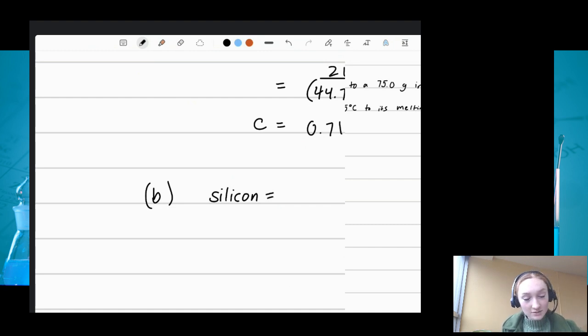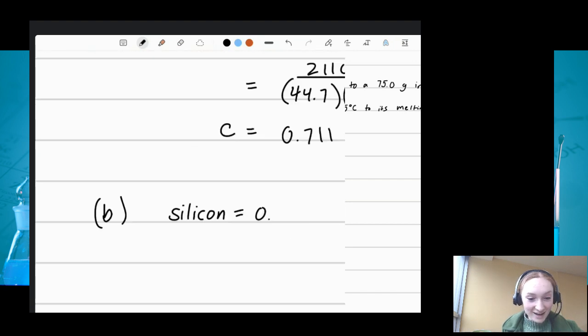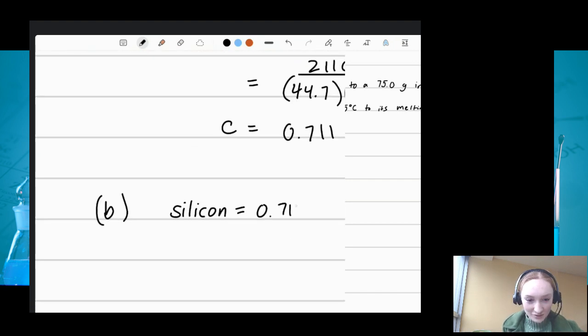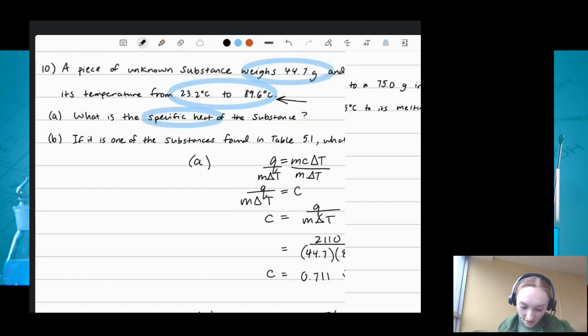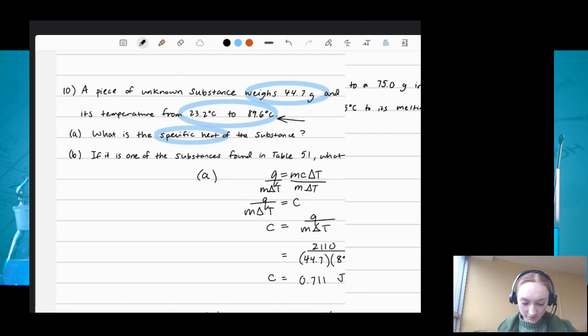But yeah, it's silicon, and it has a very close specific heat. Yes, 0.712 joules per gram degrees Celsius. So that is the answer to B. Okay, awesome. Let's move on to the next question.